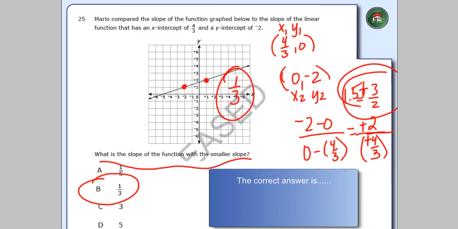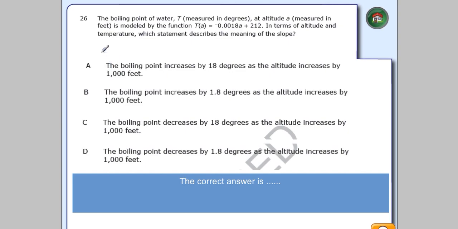Okay, number 26. The boiling point T measured in degrees at altitude A is modeled by this function. You notice this is linear because the exponent is 1. In terms of altitude and temperature, which statement best describes the slope? Now when I look at this, I notice that the words are the same. These numbers are just the things that are changing. The thousand's not even changing, just this 1.18.